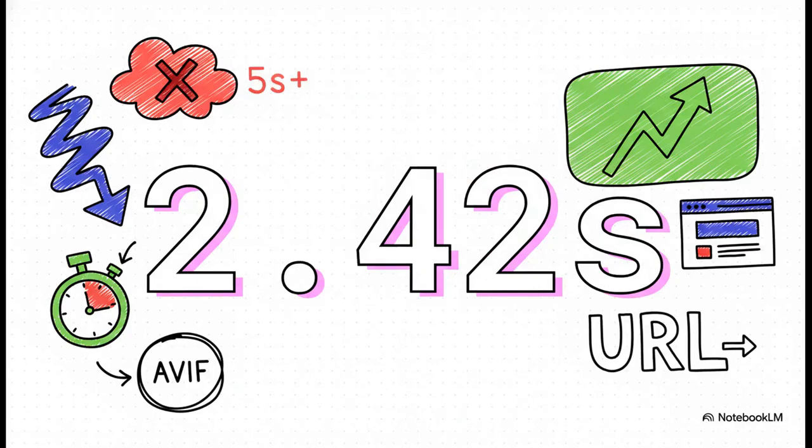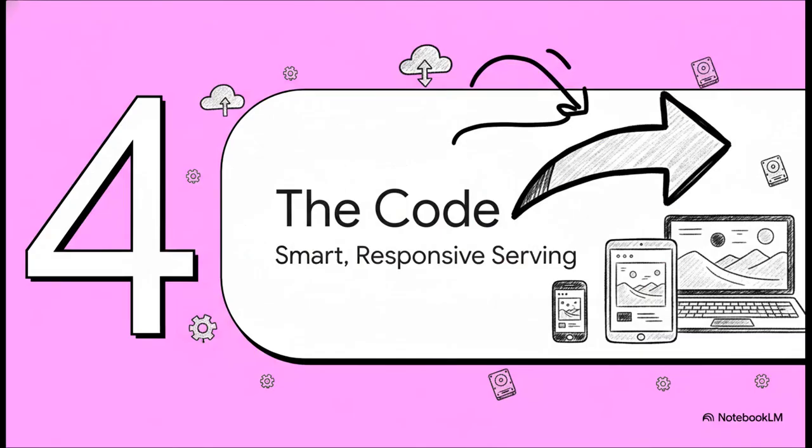And boom, look at that! Just by switching from JPEG to the AVIF format, we have torpedoed our LCP down to 2.42 seconds. We are now officially inside Google's good performance window, and all we did was change 4 letters in a URL? How cool is that?